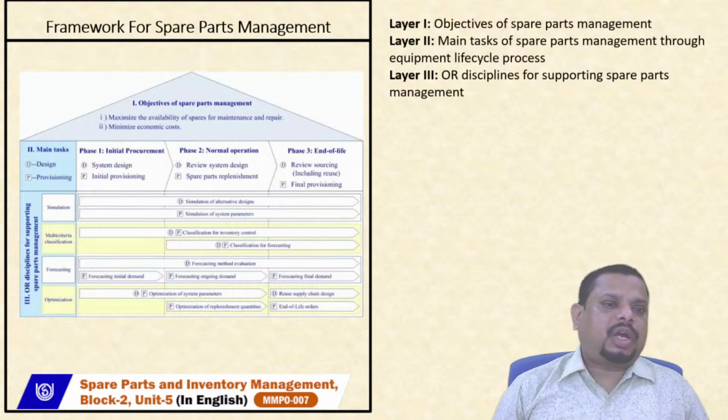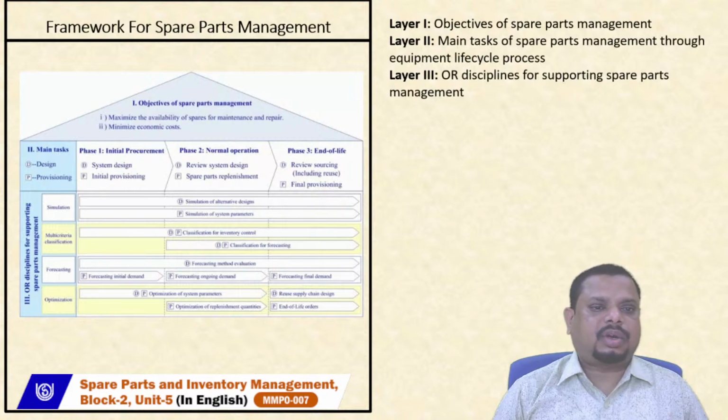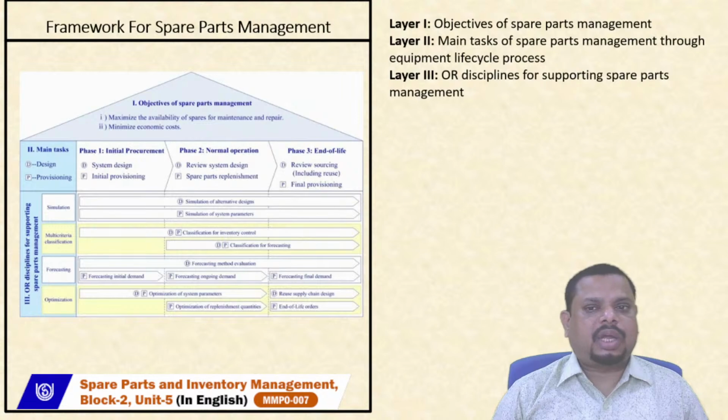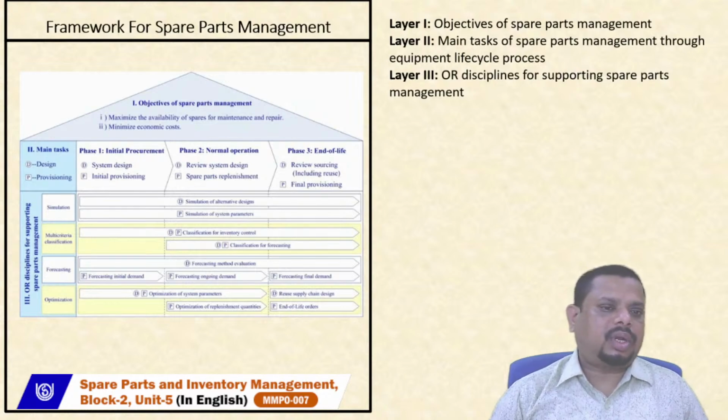So the next one is the framework for your spare parts management. In spare parts management, we have three layers of spare parts management levels. In layer one, we have the objectives of spare parts management. If you carefully observe this figure, under the objectives of layer one, we have maximize the availability of spare parts for maintenance and repair.